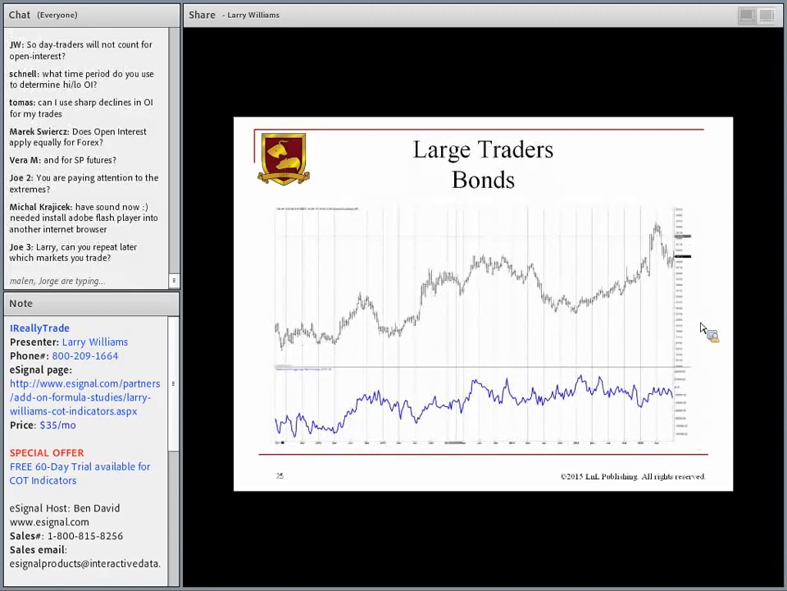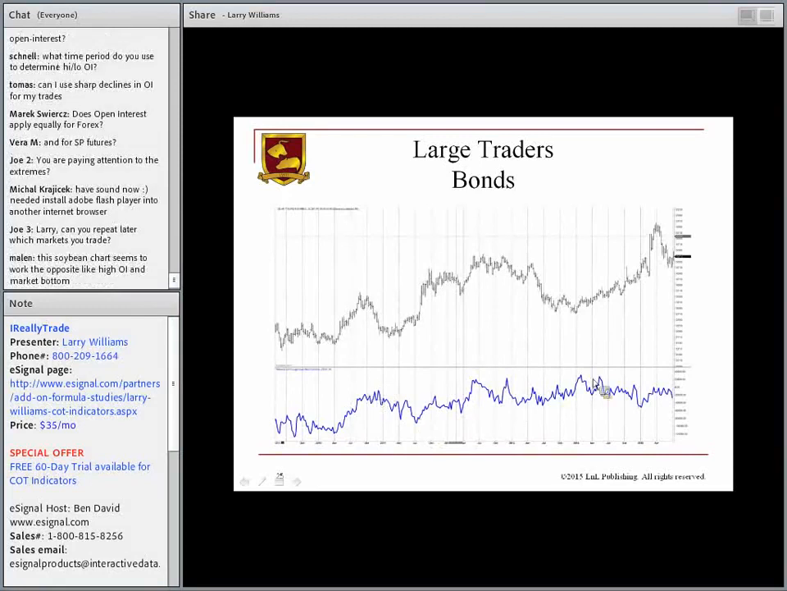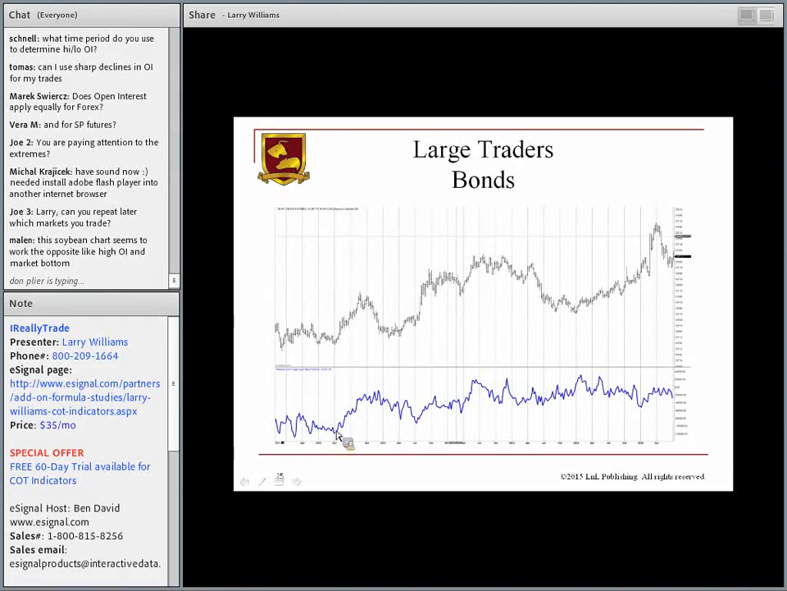Now this is large traders in bonds. Notice the large traders were very bullish up here. They're very bullish here, and they're not bullish down here. In other words, when this is high, they've been doing a lot of buying, right? They weren't doing much buying here, and the market rallied. We'll look at these points. You're going to look at the commercials in a moment. We'll go back to that chart. Not much buying by the large traders in these points.